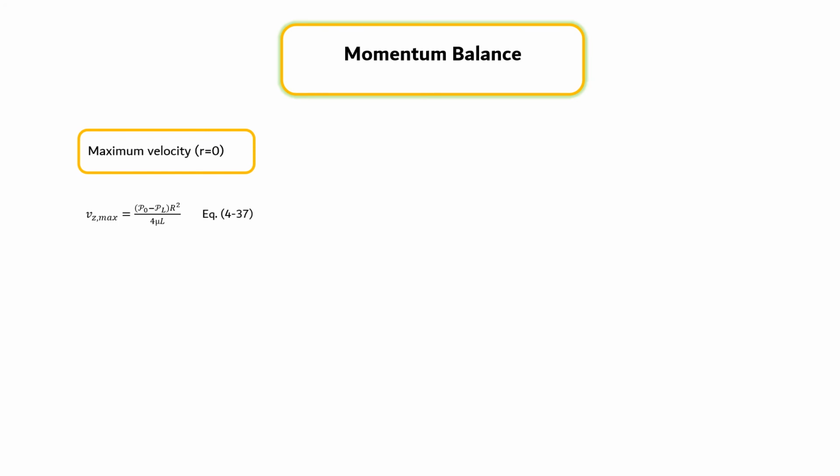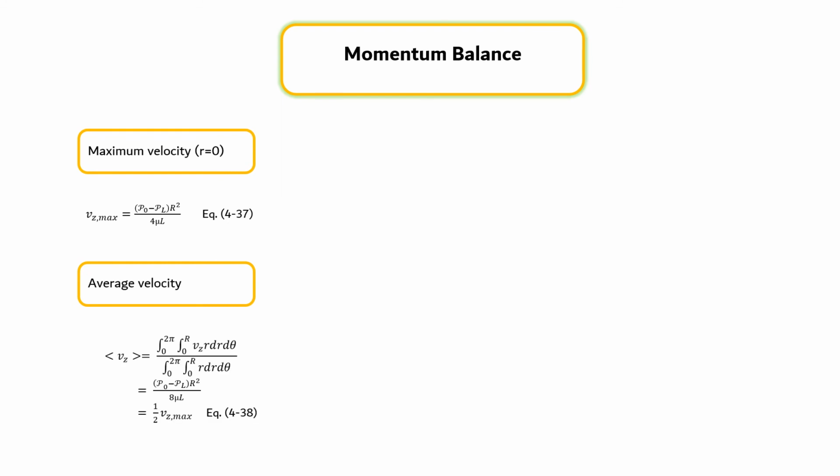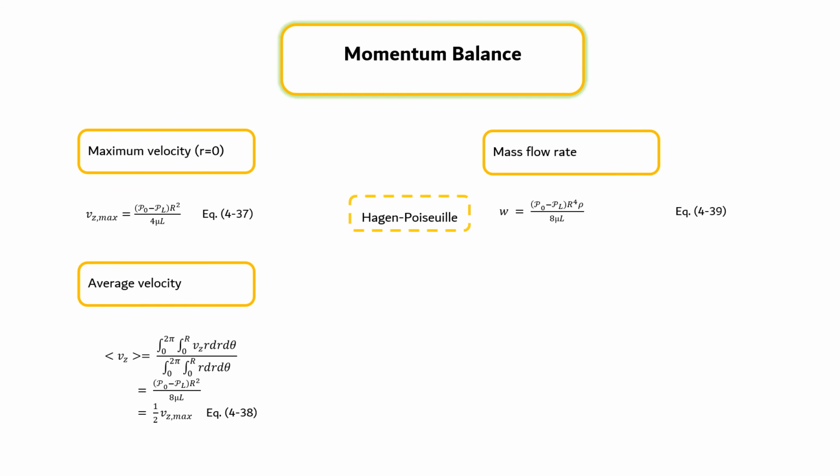The average velocity vz is obtained by dividing the total volumetric flow rate by the cross-sectional area as shown in equation 4.2-18. The mass rate of flow w is the product of the cross-sectional area πR², the density ρ, and the average velocity as shown in equation 4.2-19. This rather famous result is called the Hagen-Poiseuille equation.